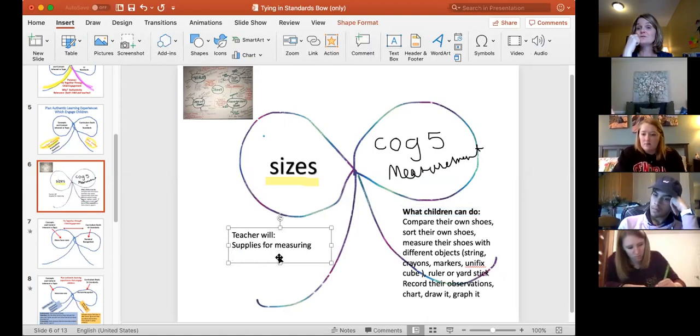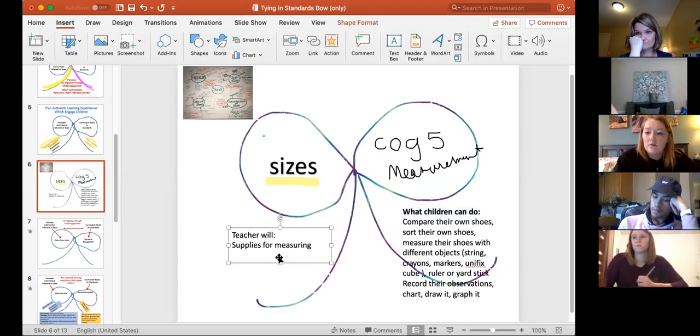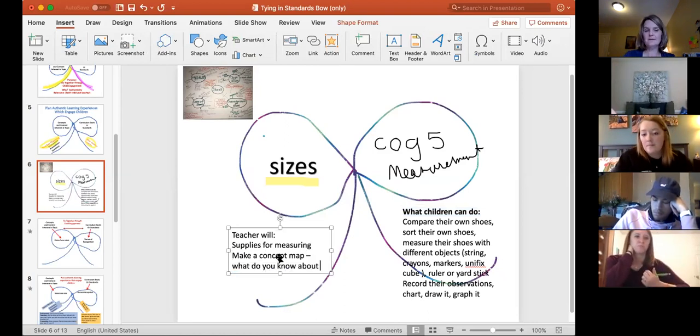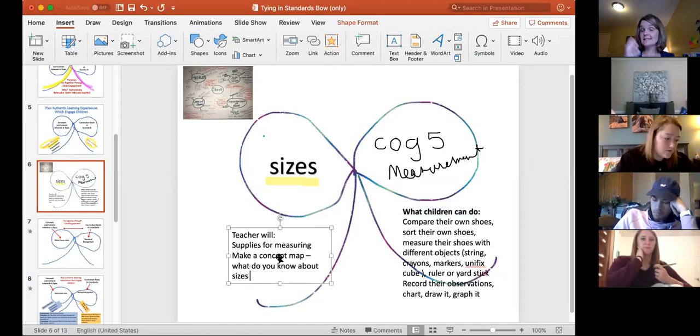If you want children to learn about size, what's the teacher going to do? Maybe make a concept map. With the kids? Yeah. Tell me a little bit more about that. So the teacher can talk to the kids about what they know about sizes. So maybe as an introductory activity, you do a concept map. What do you know about sizes? All right. What else might the teacher do?